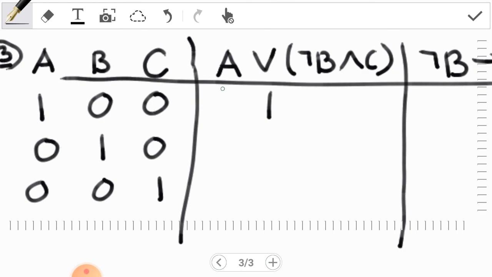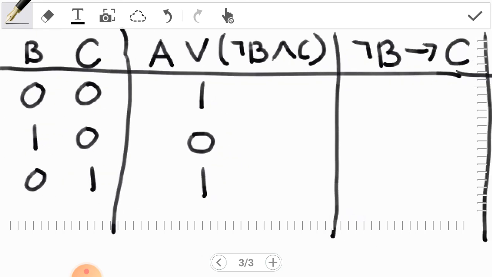A is false or false, so this must be false also. Next, not B will become true, and C is true. So, not B and C must be true, or A. A is false, but this is true, therefore this must also be true. So, there you have it for the truth values of the first condition.